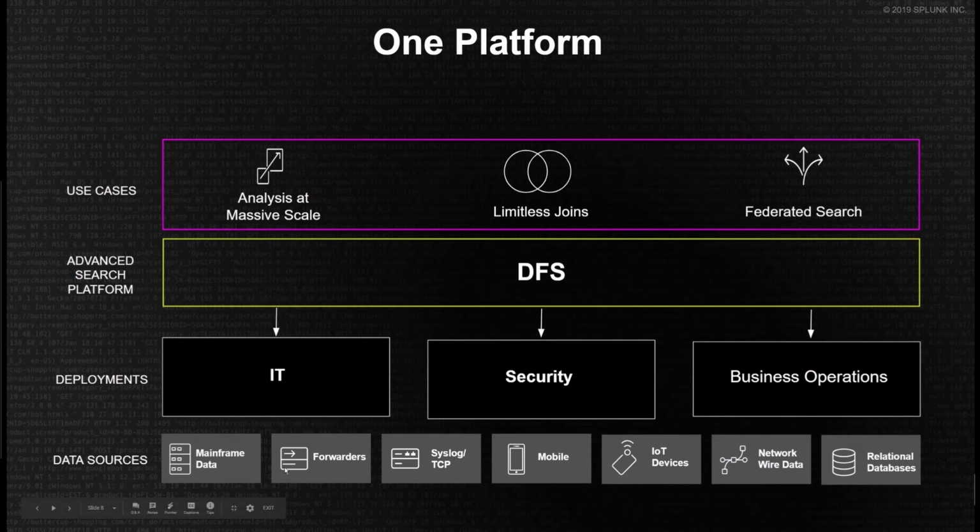Splunk's always been able to digest data from any machine data source. The platform is used for multiple purposes such as IT, security, and business operations. With the addition of Data Fabric Search, organizations can now analyze their data at incredible scale with limitless joins and search the data where it resides using federated search. So how does it work?